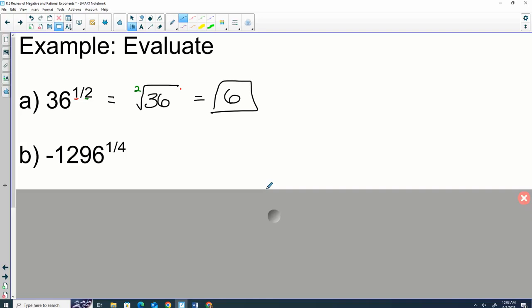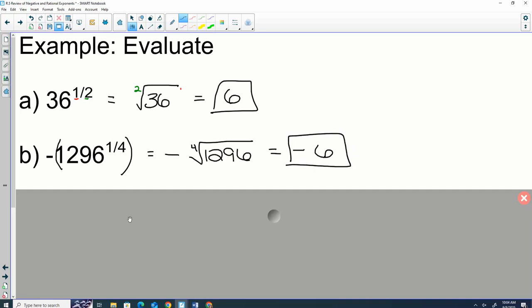Right, now, on these problems, exponents only hit what's directly in front of it. So the negative here is out in front. So I'm going to do my 1,296 to the 1/4, and the negative out in front just trails along. So this is just asking me for the 4th root of 1,296. So the negative out in front stays. You may not have known the 4th root of that. You could use your calculator. We get a negative 6.